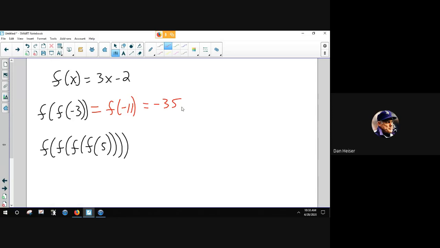Here's f of 5. So plug 5 in to f, and we get 13.